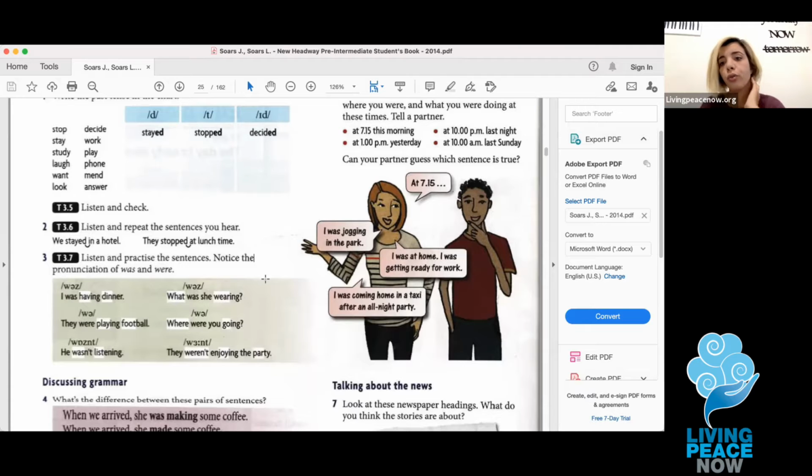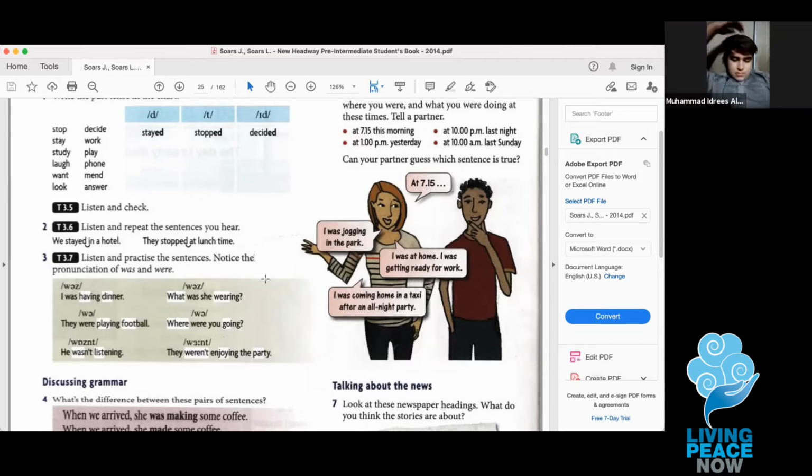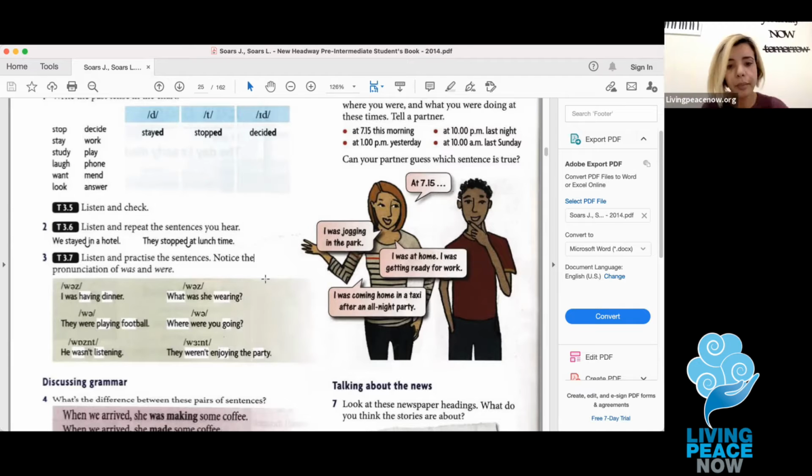So look in the chat. I'm just going to write the rule. Past continuous. It's always subject. When we say subject, it's from I to they: I, you, she, he, it, we, you, and they. And then plus was or were. It depends according to the subject. Plus the stem plus ing. Okay. Example.